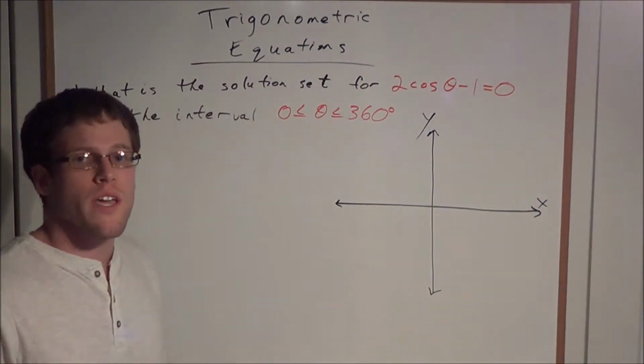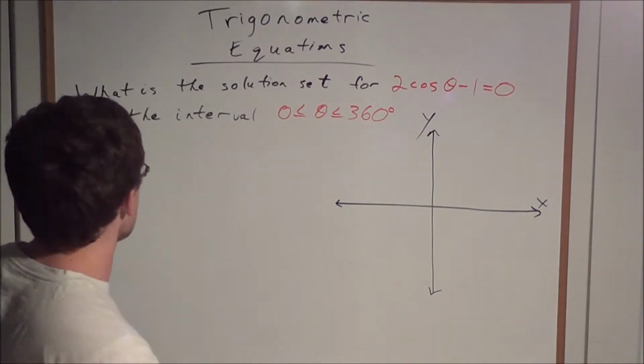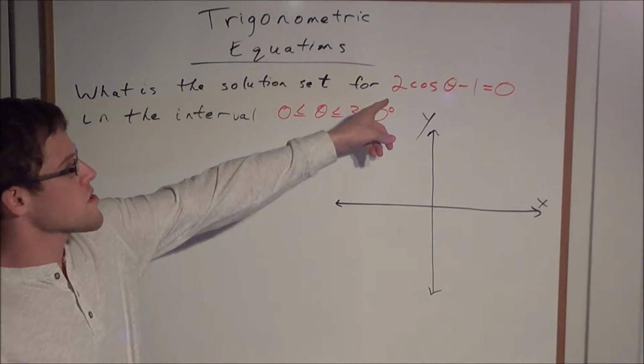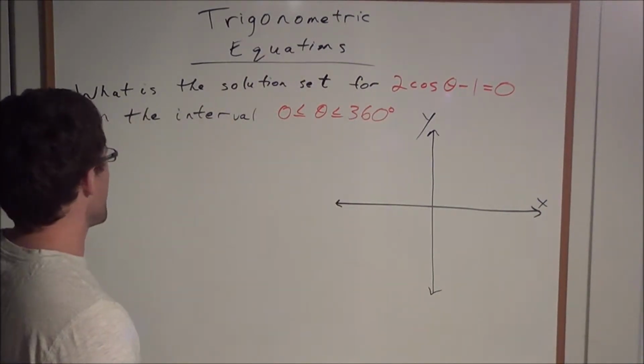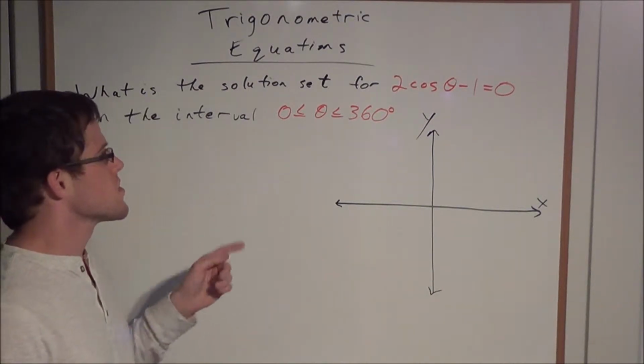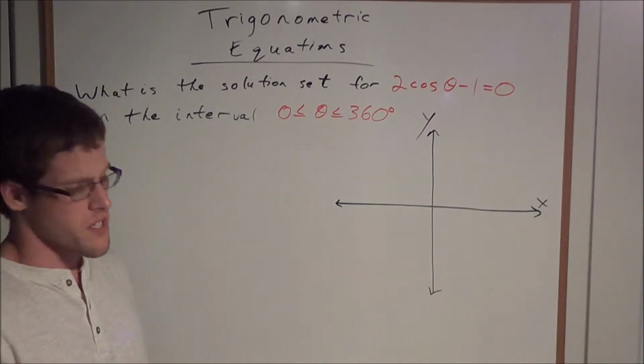The question I want to look at is a NY Regents question, and it states, what is the solution set for 2 cosine theta minus 1 equals 0 in the interval 0 is less than or equal to theta, which is less than or equal to 360 degrees.